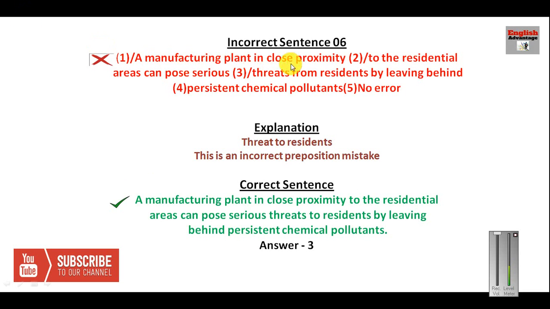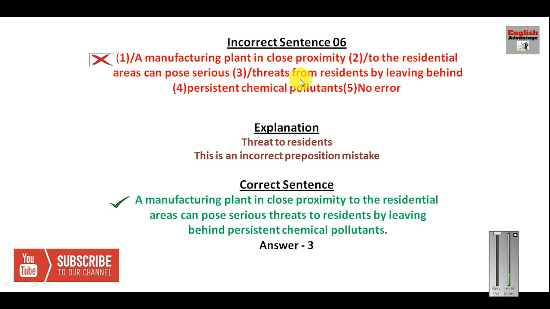A manufacturing plant in close proximity to the residential area can pose serious threat from resident by leaving behind persistent chemical pollutant. Definitely a manufacturing plant in the close proximity of the residential area can pose serious threats. But serious threats to whom? Serious threat to resident. Just see here. Serious threats not from residents. The resident will not create any problem for the manufacturing plant. The manufacturing plant will create problem for the resident. So this sentence should say can pose serious threat to resident.